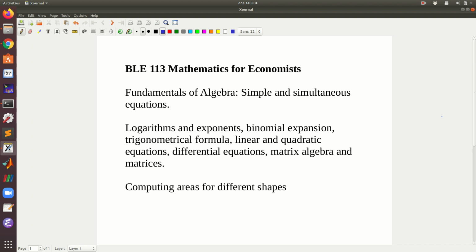So what we have on the screen here is the course outline, where we have fundamentals of algebra, simple and simultaneous equations, and then we have logarithms and exponents. We shall look at the binomial expansion, some trigonometrical formulae, linear and quadratic equations, differential equations, matrix algebra and matrices, and we shall compute areas for different shapes.